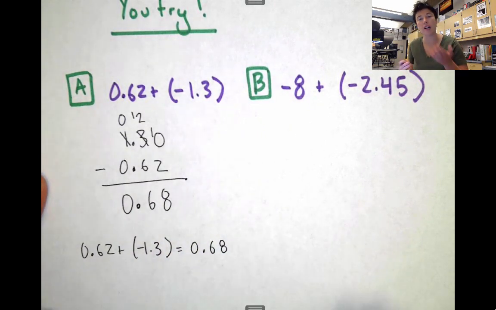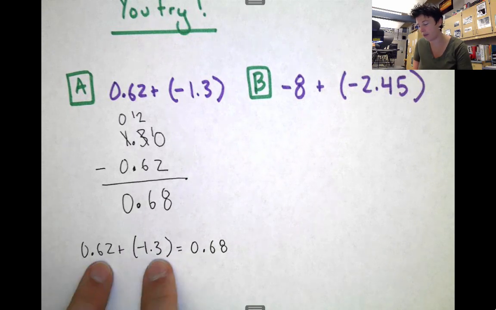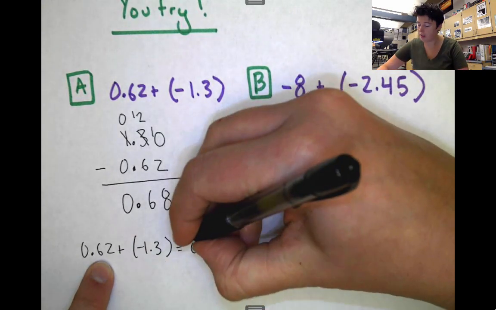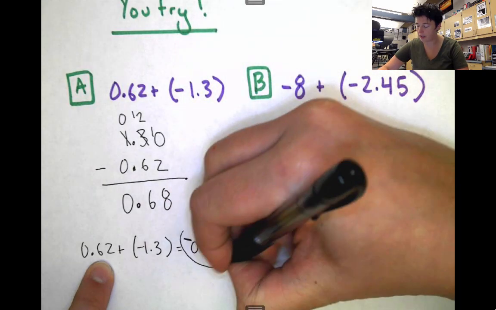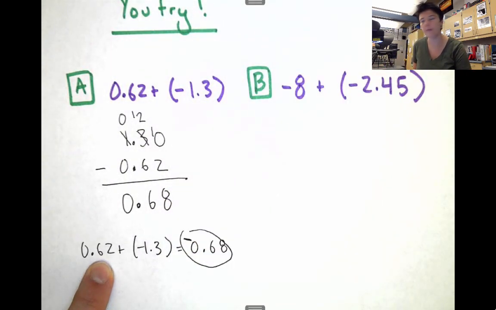To decide if it's positive or negative, I'm going to look at the two values here. The bigger one was the negative number, so the answer is a negative 0.68. And I'm done. Here's B.